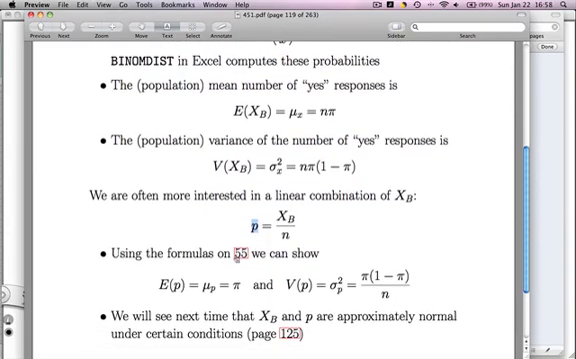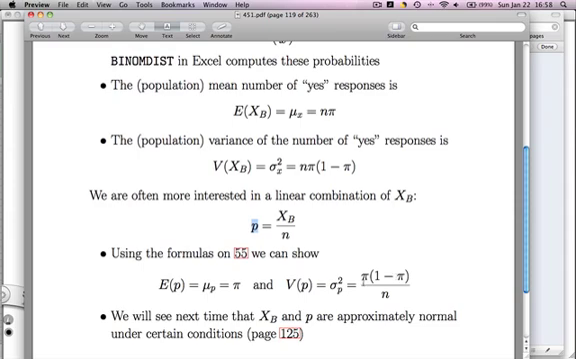And we can use the formulas that we talked about way back earlier in the course packet to derive the following two results from the previous two. So the expected value of P is just pi. So on the average we get, in this case 2.4 yeses. Sometimes we get more, sometimes we get less, but on the average we get 2.4. And the variance is going to be pi times 1 minus pi over n. So these two formulas are very important to us.